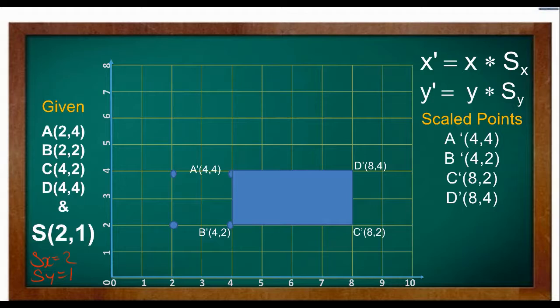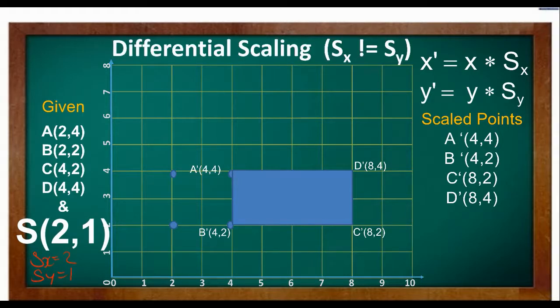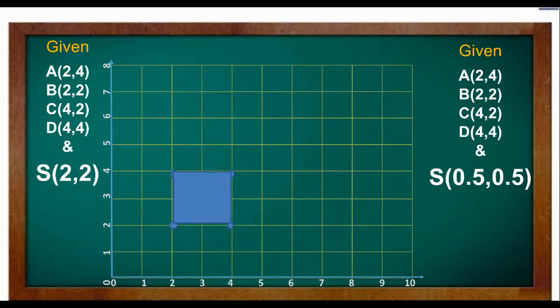So we have seen the definition. Scaling means changing the size or shape of an object. So the shape is changed now. So here, if Sx is not equal to Sy, we call this as differential scaling. So this is a type of scaling. Let us see one more example.